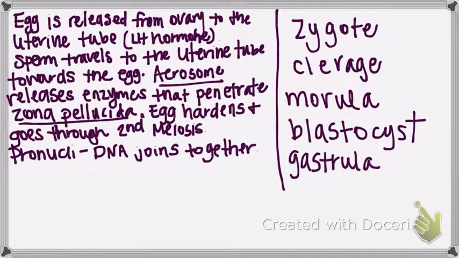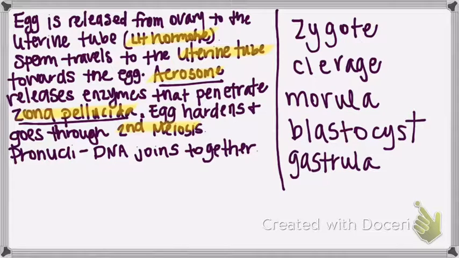Okay, on the left side, this is going to be fertilization, sperm and egg, right? So egg is released from the ovary to the uterine tube, and I just wrote in there LH hormone. That's that luteinizing hormone. That's what makes ovulation occur. So the egg is released, that's ovulation. So write that in. Sperm travels all the way to the uterine tube, fallopian tube, towards the egg. Now, the acrosome, that's the tip of the sperm, releases enzymes that penetrate the zona pellucida. But when it goes through, the egg hardens, and this egg actually goes through that second meiotic division.